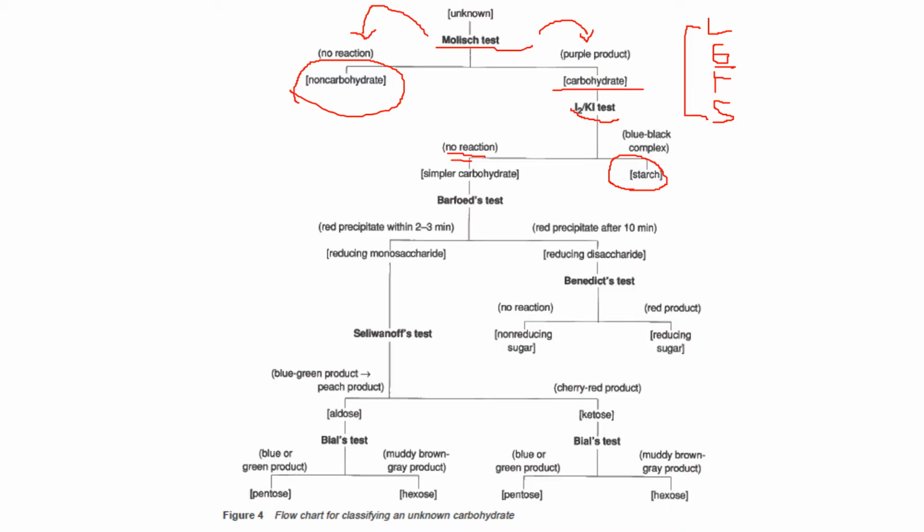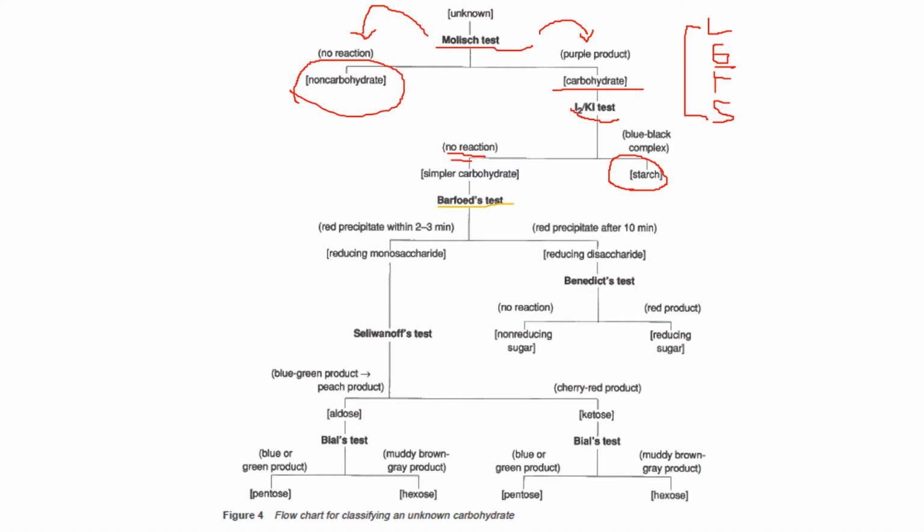Now, after that, what is the next test that we can use? So the next test that we will be using is the Barfoed's test. So in Barfoed's test, if within the 2 to 3 minute range there will be a red precipitate formed, then that means that what we have is a monosaccharide, or a reducing monosaccharide.